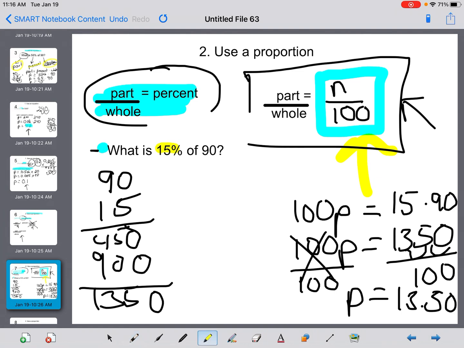So let me go back over here. What is 15% of 90? Does that kind of make sense that 13.5 would be 15% of 90?